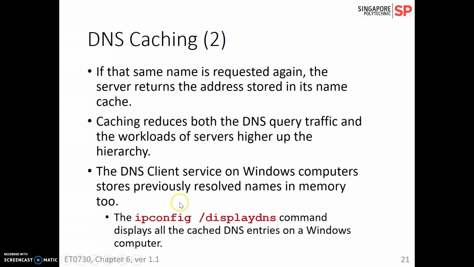Okay, so if you want to look at your cache, you can run ipconfig /displaydns. The cache is stored while your computer is powered on. Once your computer is powered off and powered on again, or your computer is rebooted, the cache is gone. So when you want to go to www.facebook.com, you have to ask the local DNS server again.